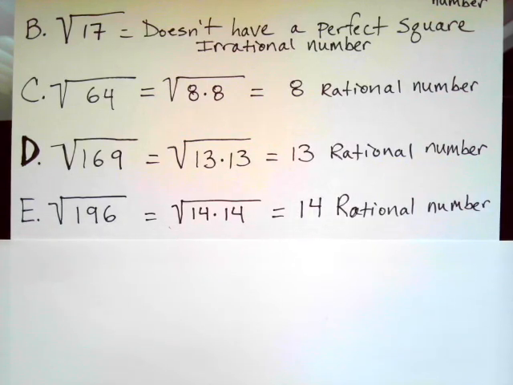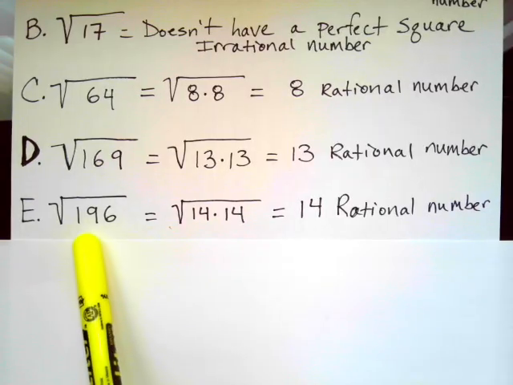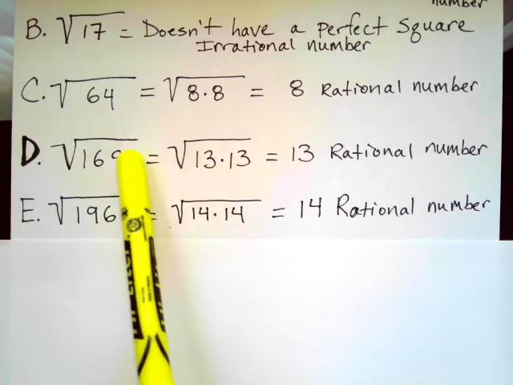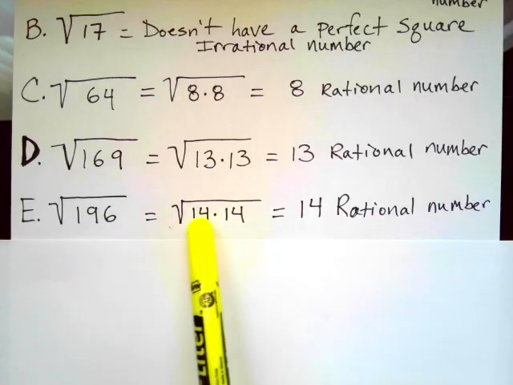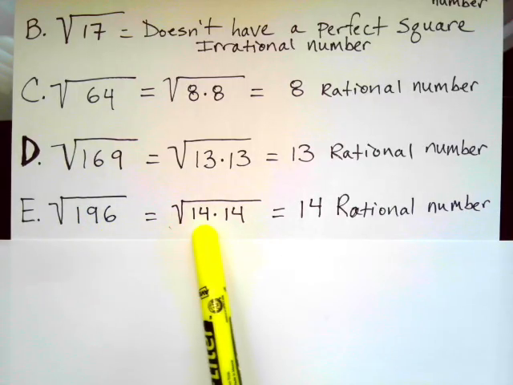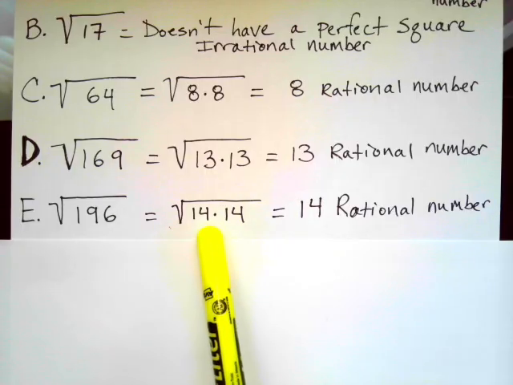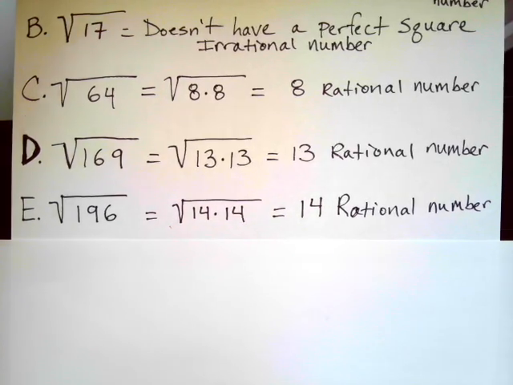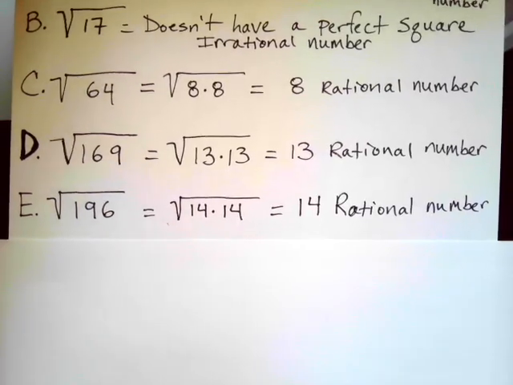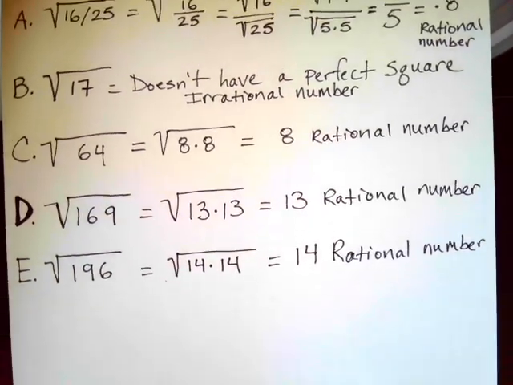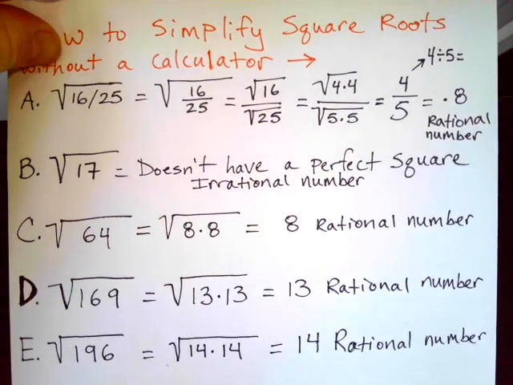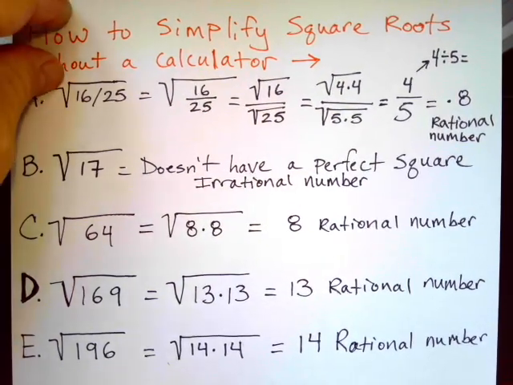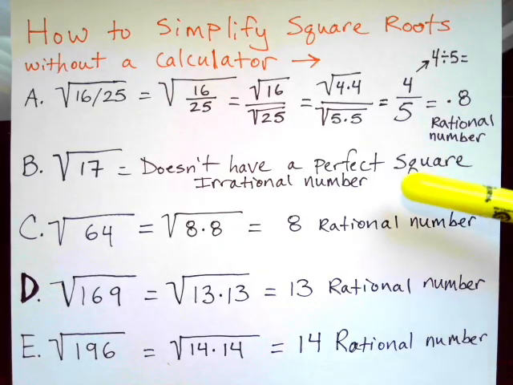All right, let's take a look at E. We got the last option. And again, if 13 times 13 is 169, I tried 14 times 14. I got 196. Perfect pair, perfect square. You need two of those values to pull out one value. 14 is a rational number. And again, I'm going to try to show you all of the options, A through E, here. So you can see the only irrational value we have is option B.